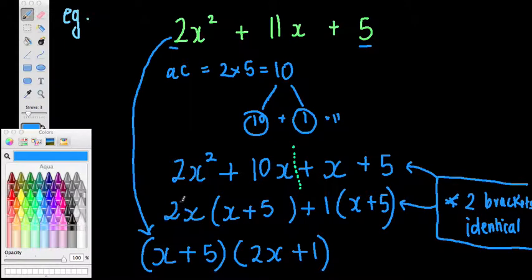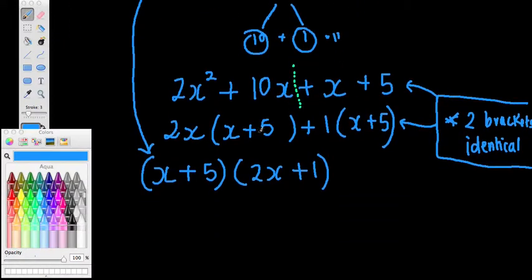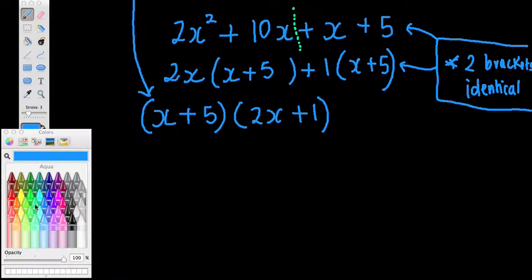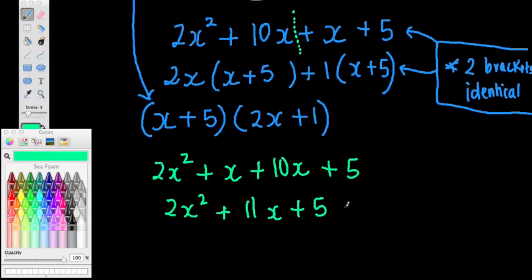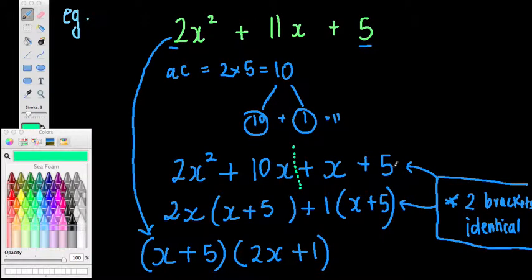If we expand this using FOIL, we should get that original expression that we have up the top. So let's do that now. We won't do it with all of them, but that's one great way that you can check that you've got the right answer. Let's do the first terms. X by 2x is 2x squared. Outside terms plus x. Inside terms plus 10x. And the last terms plus 5. Simplify and we get 2x squared plus 11x plus 5. And have a look, that is exactly the same as what we started with.